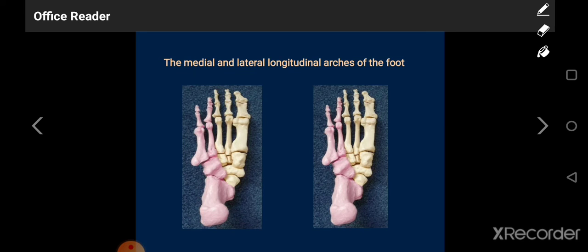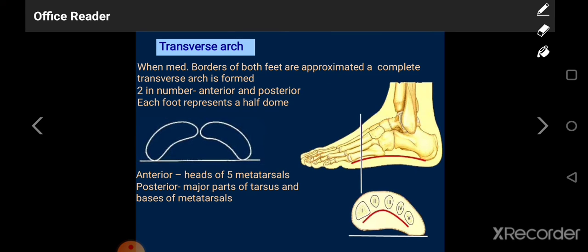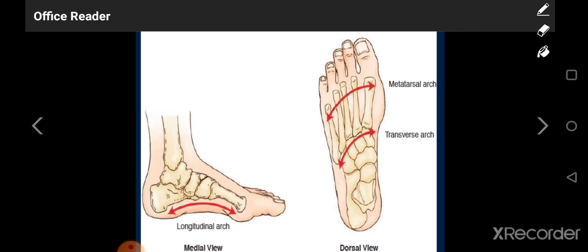So here we have demarcated the medial and the lateral longitudinal arches of the foot. Now come to the transverse arch. When the medial borders of the feet are approximated, a complete transverse arch is formed. So these are two in number, the anterior and the posterior, and each foot represents a half dome. The anterior is formed by the heads of the 5 metatarsals, and the posterior is formed by the major part of the tarsus and the bases of the metatarsals. So these are the transverse arches, anterior and posterior.